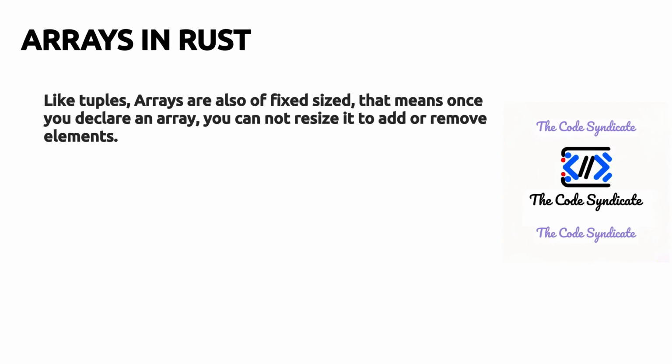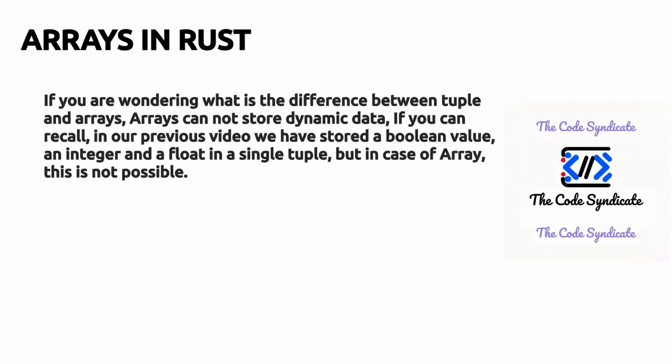In the last video, we talked about tuples in Rust. If you haven't watched that video, do check it first. Like tuples, arrays are also of fixed size. That means once you declare an array, you cannot resize it to add or remove elements. If you are wondering what the difference between a tuple and an array is, arrays cannot store dynamic data.